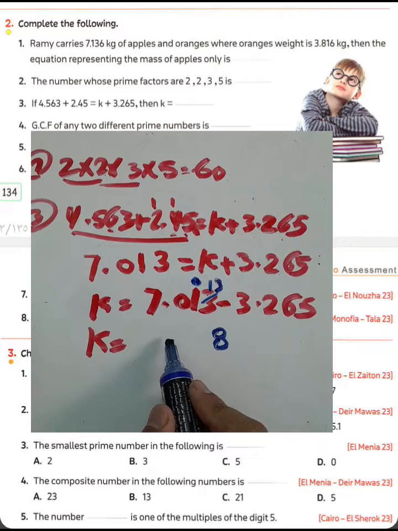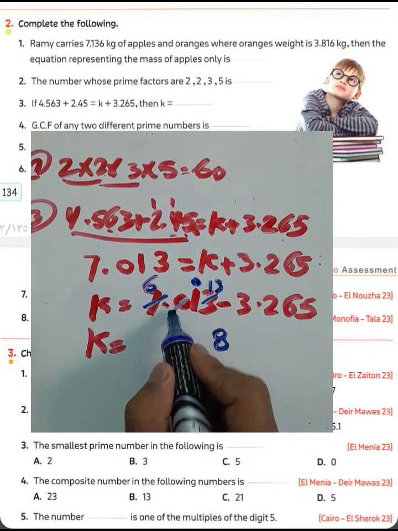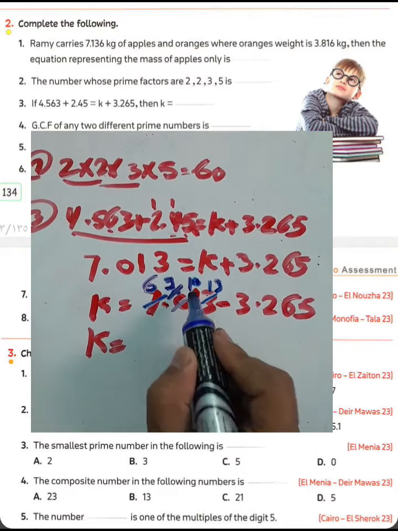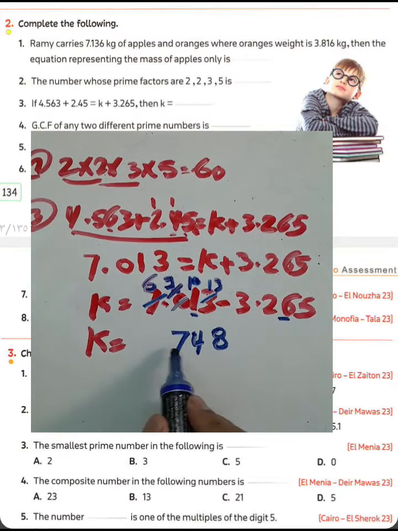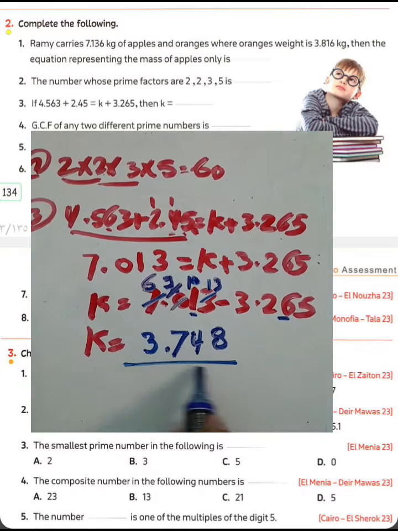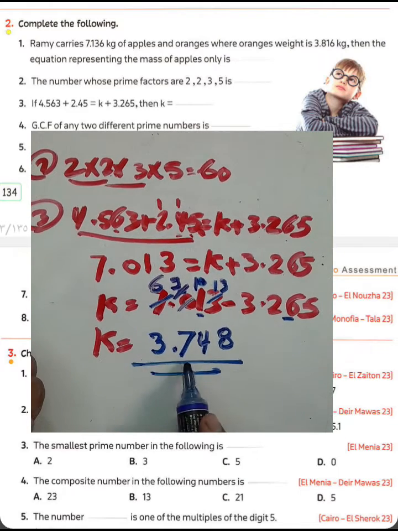0 minus 6, we can't do it. Borrow 1 from 7, it will be 6 and 0 will be 10. Borrow 1, it will be 9 and 0 will be 10. 10 minus 6 equal 4, and 9 minus 2 equals 7, and 6 minus 3 equal 3. The result will be 3.748.